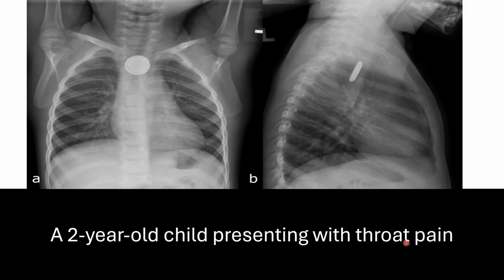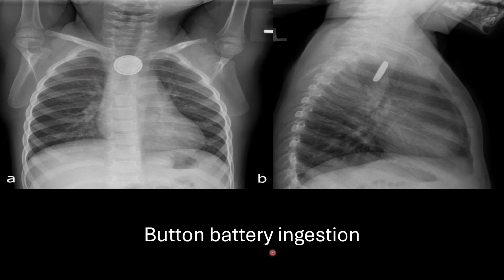A 2-year-old child presenting with throat pain. Chest X-ray was ordered, and a discoid metallic foreign body was found in the upper esophagus. On the frontal view, as you see here, the foreign body appears as a round circle, and the edge was seen in the lateral view. This means it is in the esophagus. The question here: is it a simple coin or a button battery? Button battery ingestion. Why button battery, not a simple coin? Because a button battery has double edges, and if you look closely, you will see a slight step-off along the edges of the foreign body. This means button battery, not a simple coin. This is an emergency and has to be removed immediately.